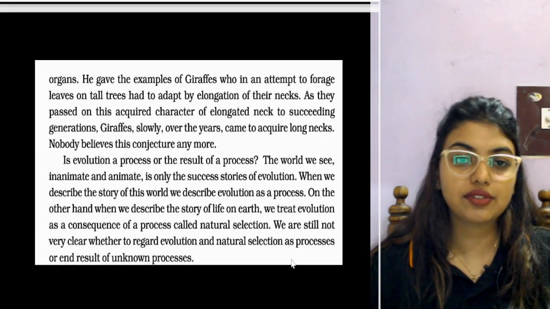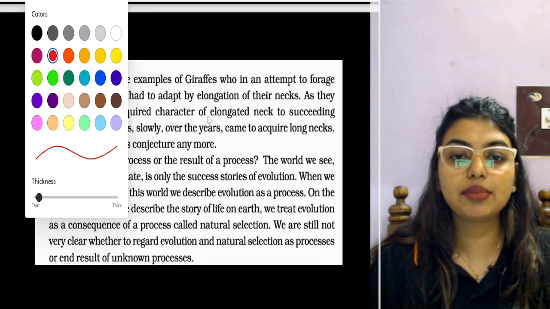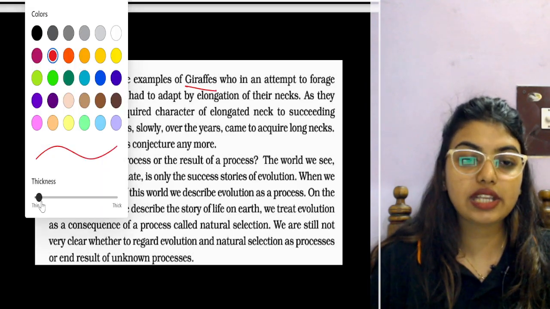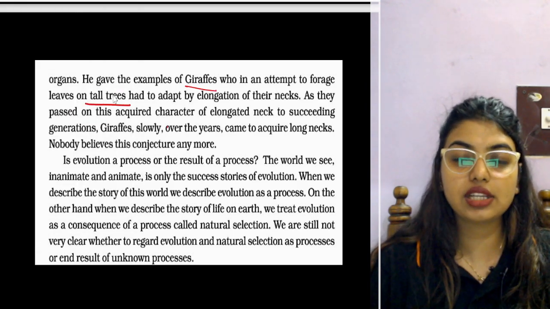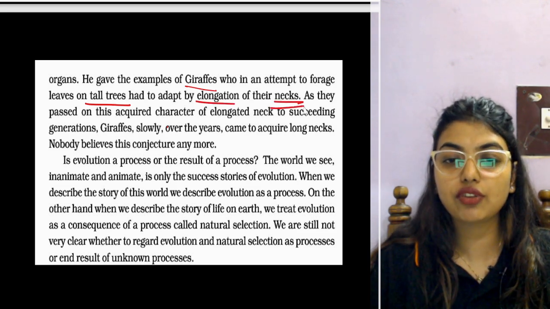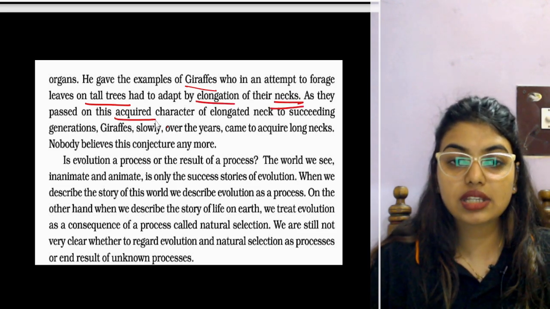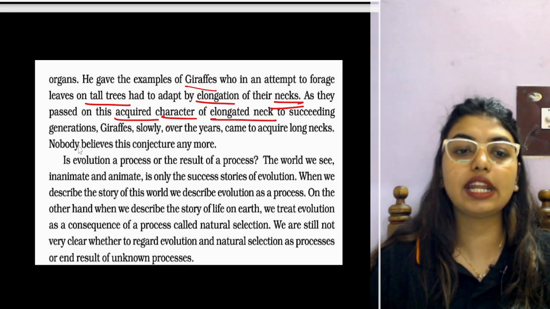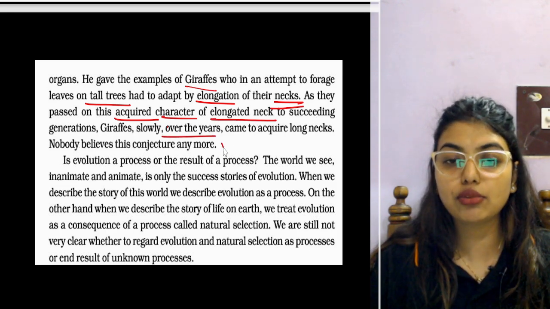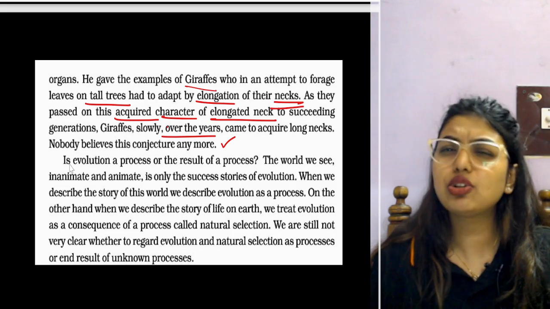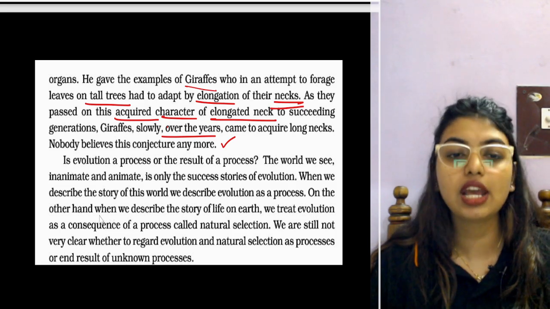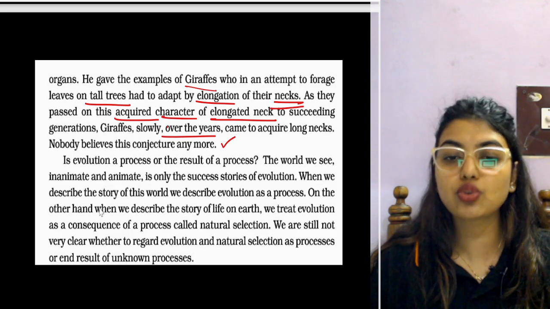Yeah, so giraffe, you can see here, he gave examples of giraffes who, in an attempt to forage leaves from the tall trees, had to adapt by elongation of their necks. As they passed on this acquired character of elongated neck to the succeeding generation, giraffes slowly over the years became long neck animals. Is evolution a process or a result of process? The word we see, inanimate and animate, is only a success story of evolution.